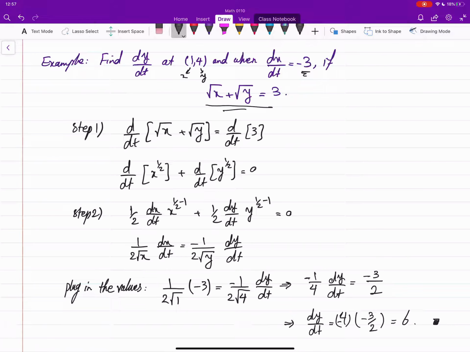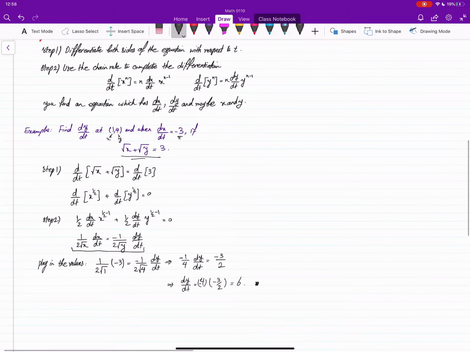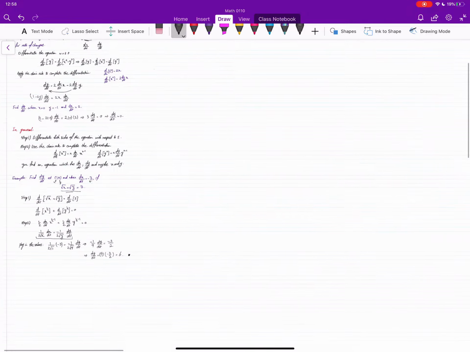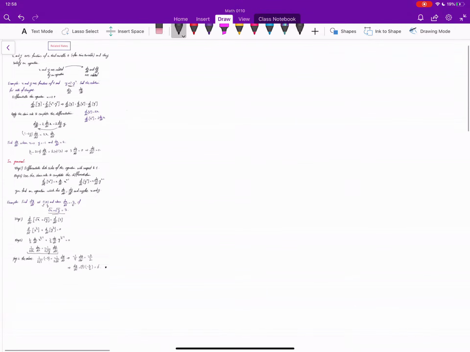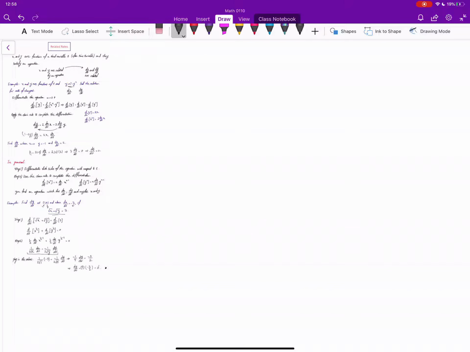So we started with an equation for x and y, and then we differentiated. We found an equation which involved dx dt and dy dt, the rates of change. And knowing 3 of these, we can find the 4th one, and this was what we did for this example. That's how we find related rates if two variables are related through an equation.